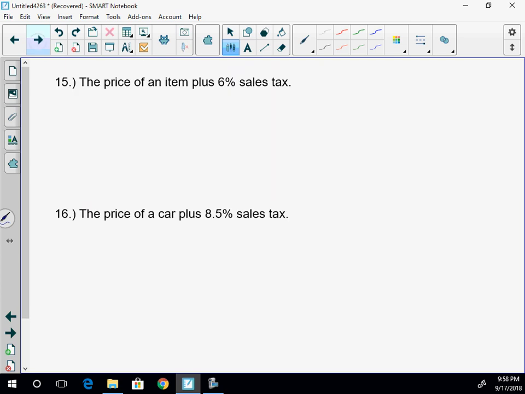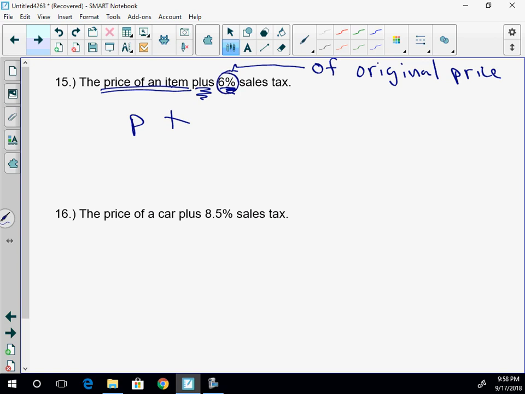All right, what we're going to be doing is translating those words into expressions. And so here's our first example. The price of an item. Boom. That's the first phrase. Plus, that's an operation. Then 6% sales tax. And what you have to interpret that is, it is 6% of the original price. So here's what we got. Price of an item. We'll call that P. Plus, and then 6% of the original price.